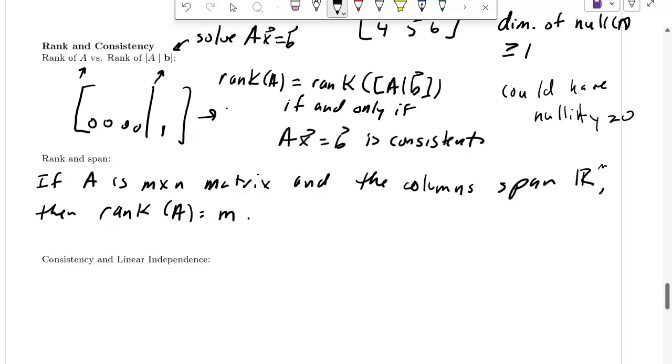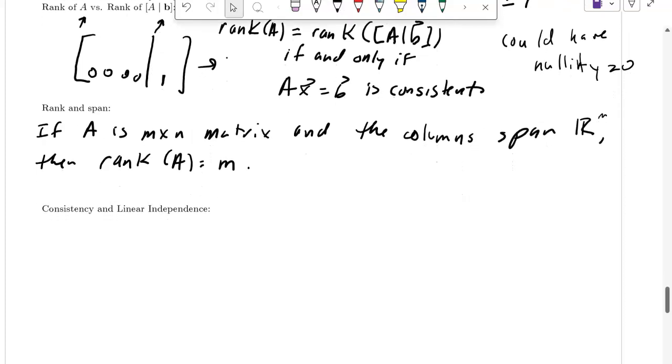So again here, this is actually an if and only if, even though I didn't write it this way. Your matrix having rank M will tell you that your columns span RM. Okay. Let's go the other way. How did you check for linear independence? Pivot in every column, right?